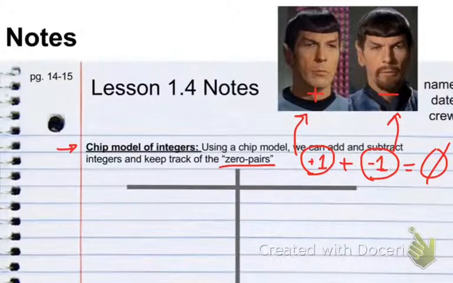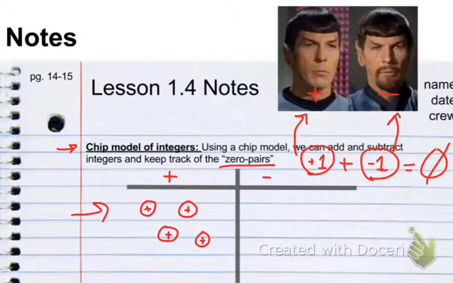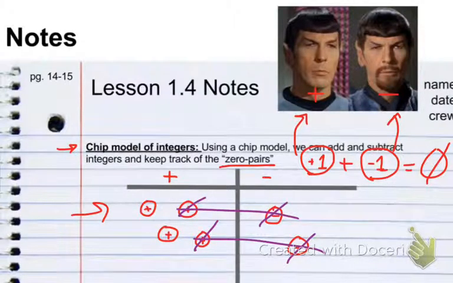For instance, if I have a positive side and a negative side, and I have a bunch of chips here, I have 4 positive chips, and this part you will probably want to put down in your notes, and I have 2 negative chips, well then I have pairs that cancel out. This positive and this negative cancel out and destroy each other. This positive and this negative cancel out and destroy each other, and I'm left with positive 2.